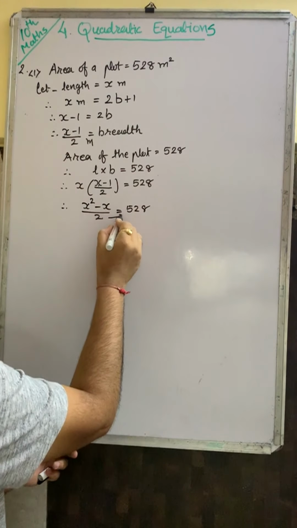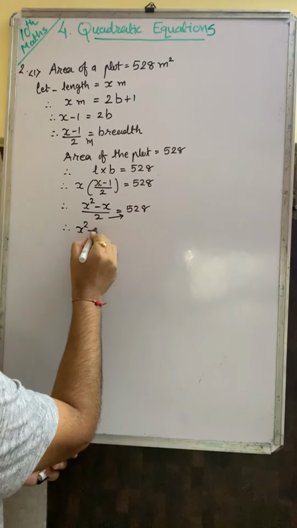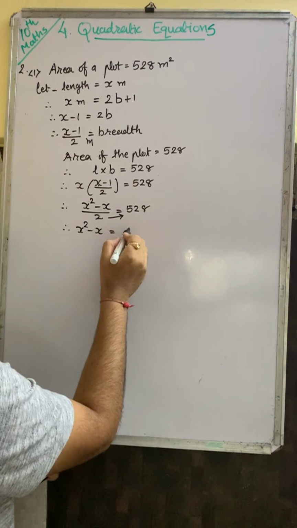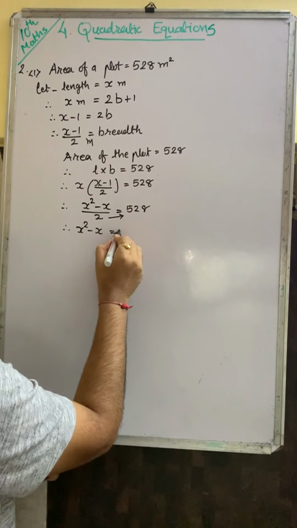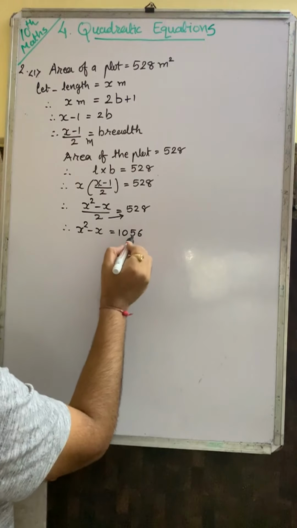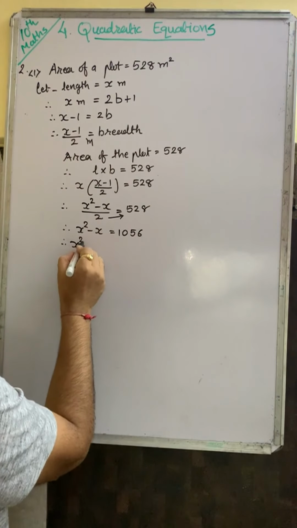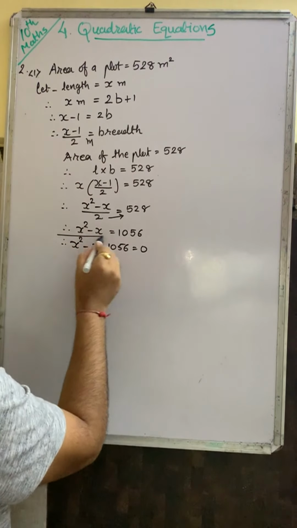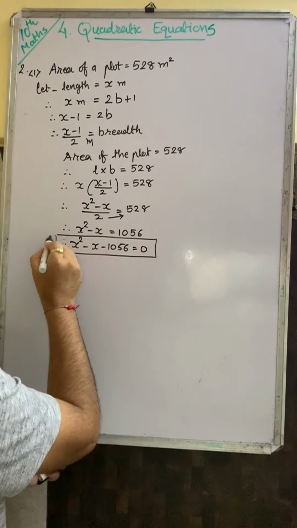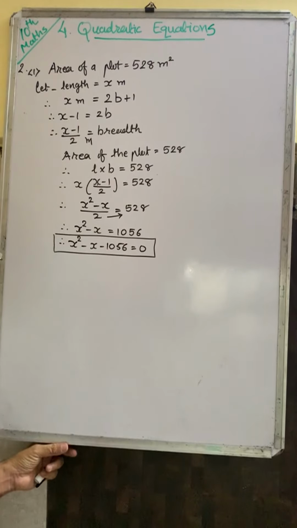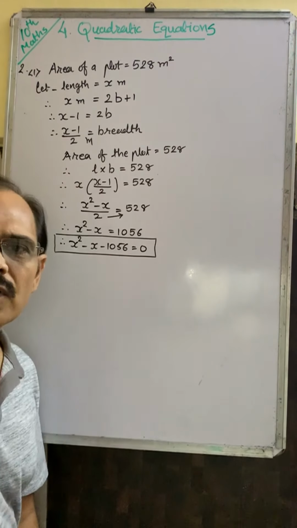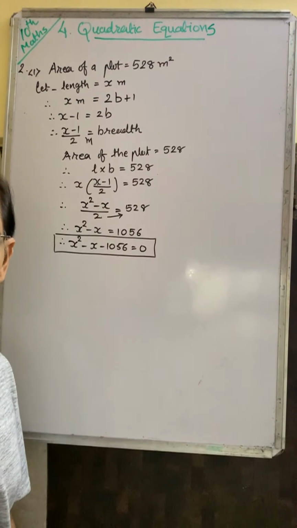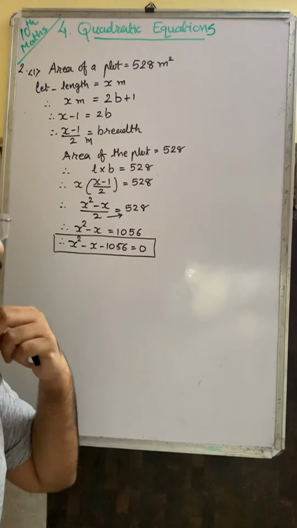Take 2 which is in division to this side. It will be in multiplication. So 1056. Take 1056 to the other side. x square minus x minus 1056 equals to 0. This is the quadratic equation. After that you have to solve it. Here in this question it is not given to find the solution. So we form the equation only.